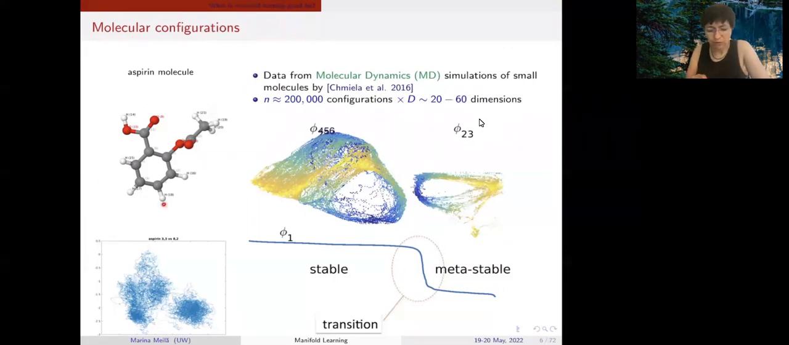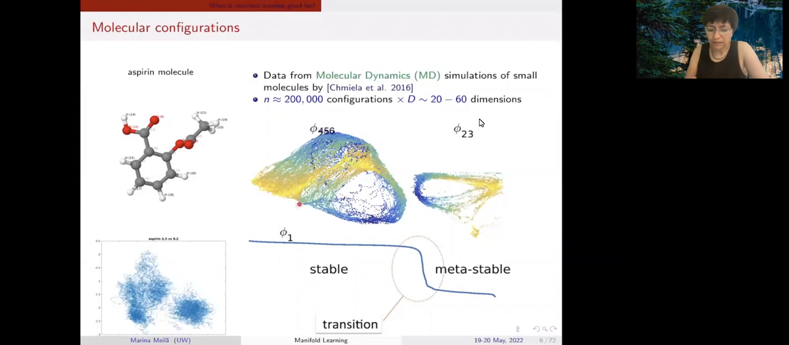So this is the molecule of aspirin. It has 21 atoms. Each atom has 3D coordinates. So this is about 63, so this is near 60 dimensional space, each configuration. And if we look in two of these 60 dimensions, we see this tangle, like this tangle here. After we do some pre-processing and manifold learning, we get something that looks like this.